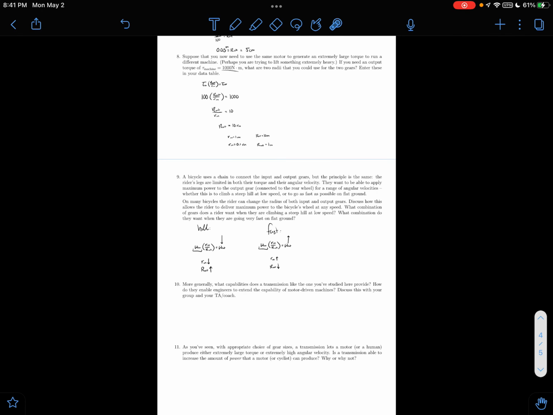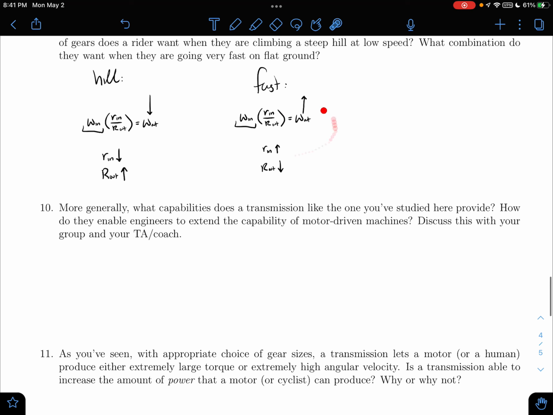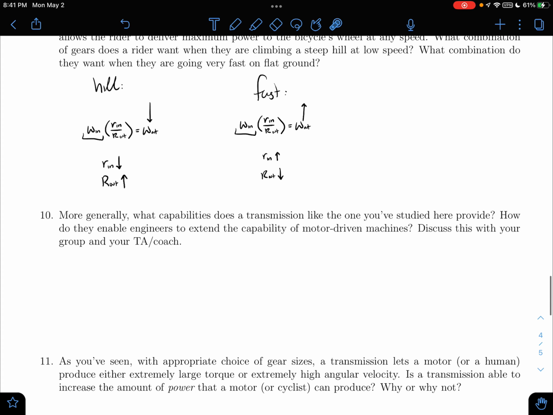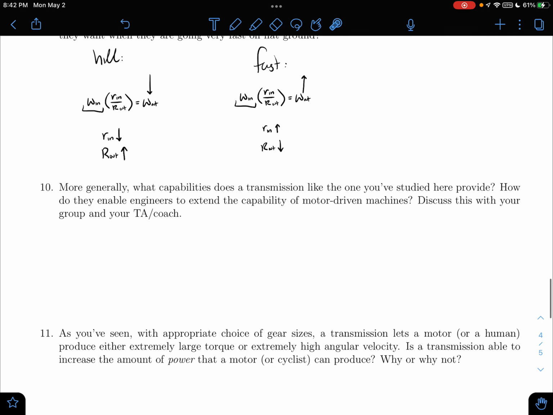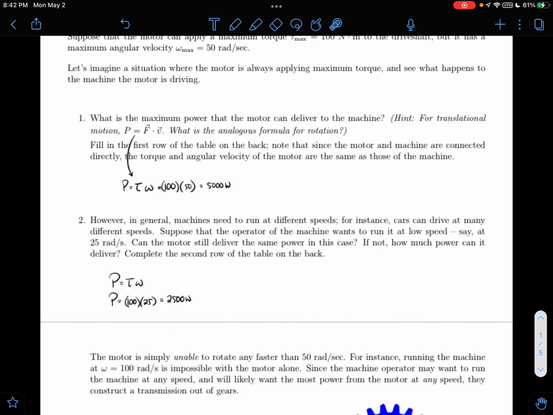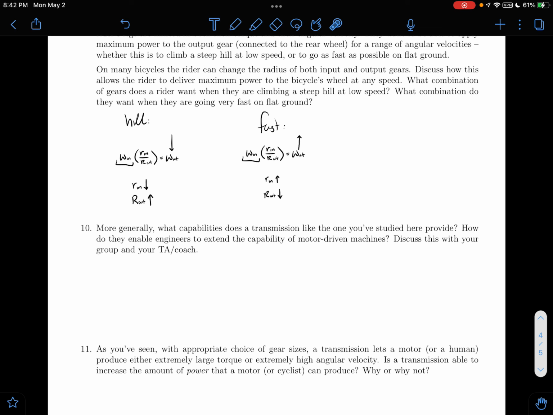Well, now we said before, we could have a much bigger torque than originally thought, or a much different omega than we thought. And this is things for like cars and whatnot. We can go fast, we can go slow. It means we don't have to just run a motor at our one given omega in order to get this maximum power.